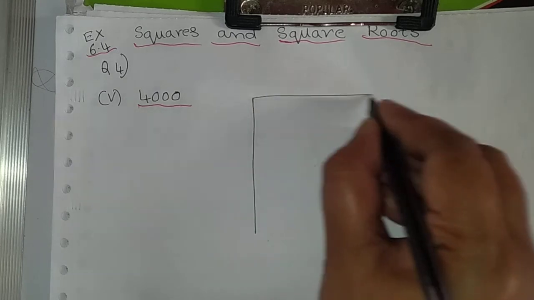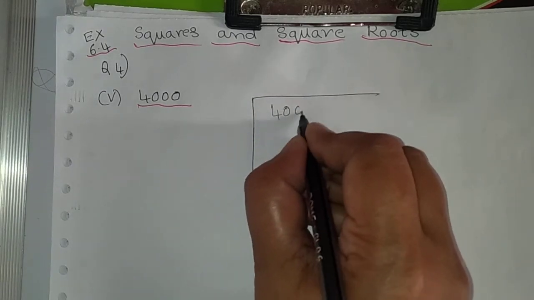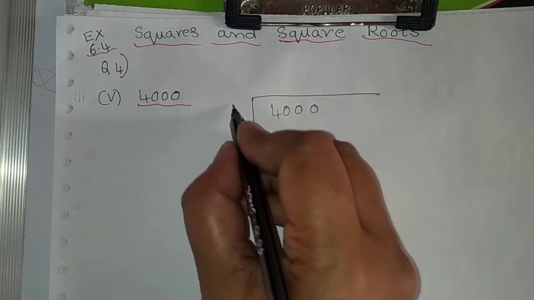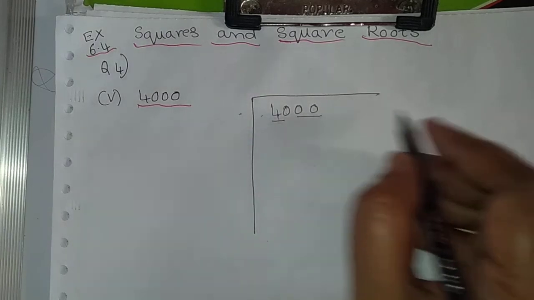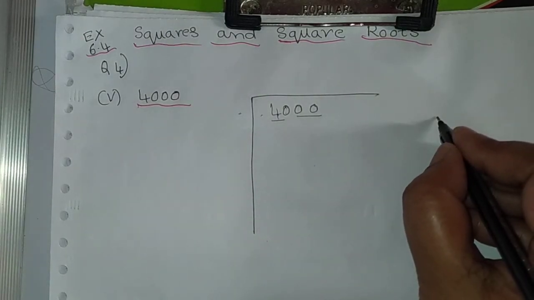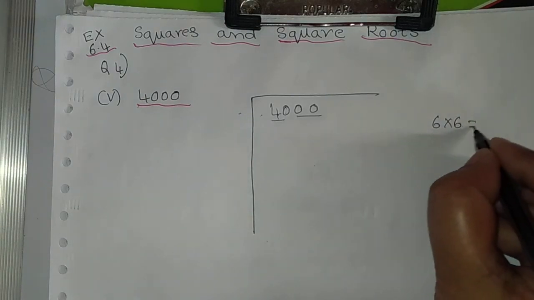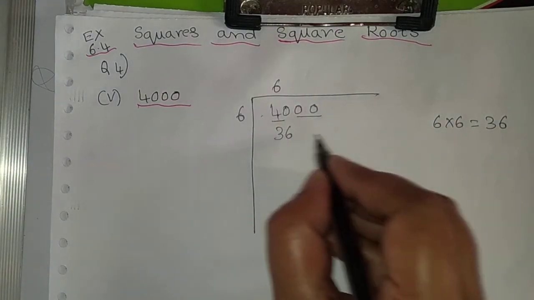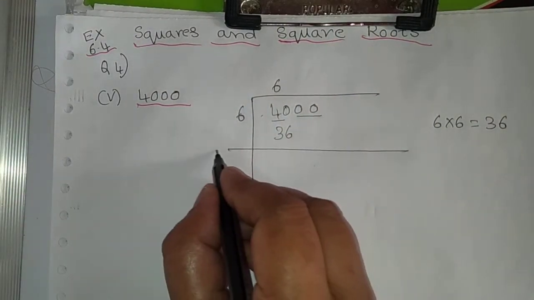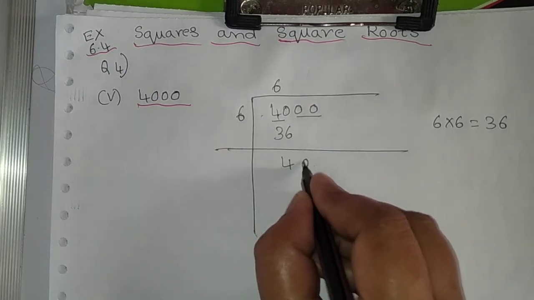So next we move on to the next one, that is the fifth one. Fifth problem is 4000, the number given. So we'll take this one and find out the nearest. Two pairs we take. The nearest square is, how much, 6 into 6 will take? 6 into 6 will be 36. What is the remainder? Minus, we get 4, 0, 0.